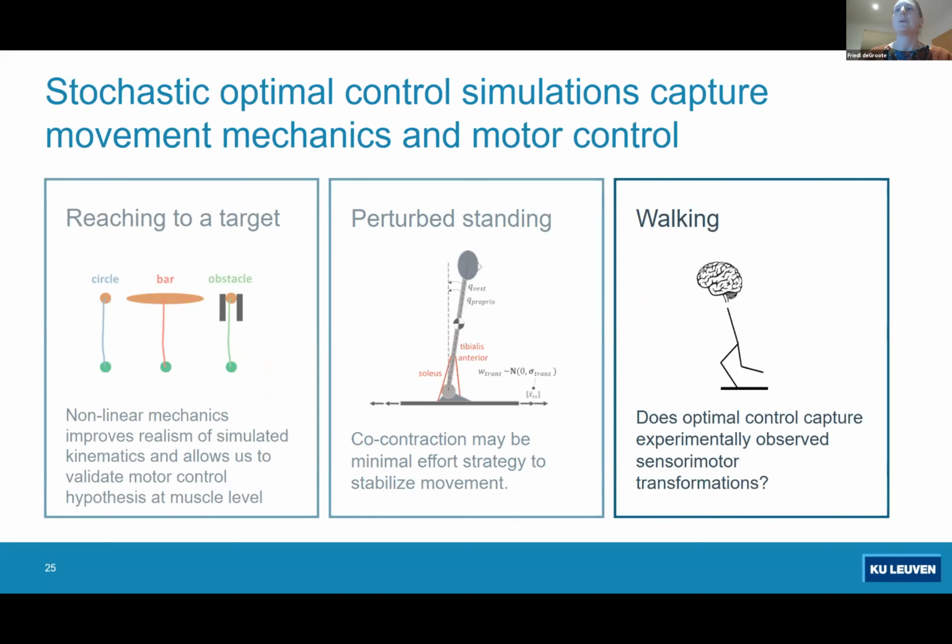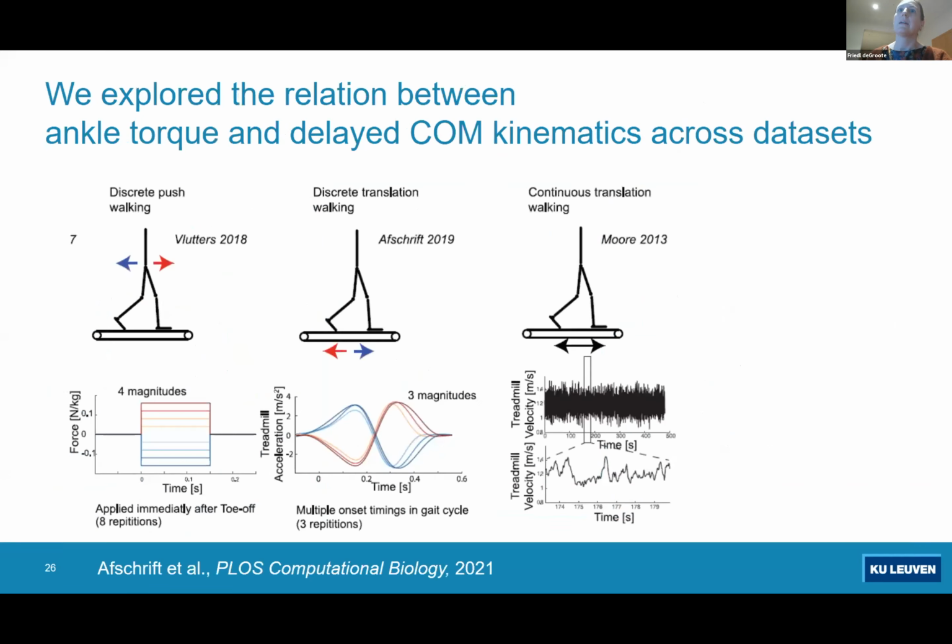And this brings me to walking. And here our central question was, does optimal control capture experimentally observed sensorimotor transformations during perturbed walking? We have recently investigated sensorimotor transformations underlying control of perturbed walking balance in multiple data sets. So inspired by research in perturbed standing balance, we explored the relation between corrective ankle torques and delayed center of mass kinematics across data sets.